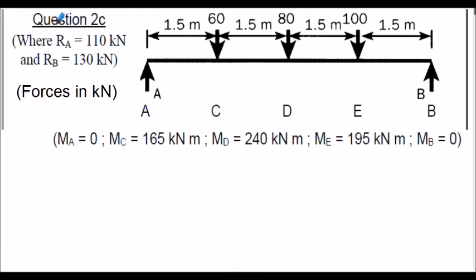Here's question 2C. I'm going to let you review this yourself. As always, we're going to be given the reaction at left hand end and right hand end. Again, the forces are in kilonewtons, so that's 60 kilonewtons, 80 kilonewtons, 100 kilonewtons stated here, and the answers are shown again in the bracket. I'd encourage you to attempt this question, but the full work solution is shown on the following slides.